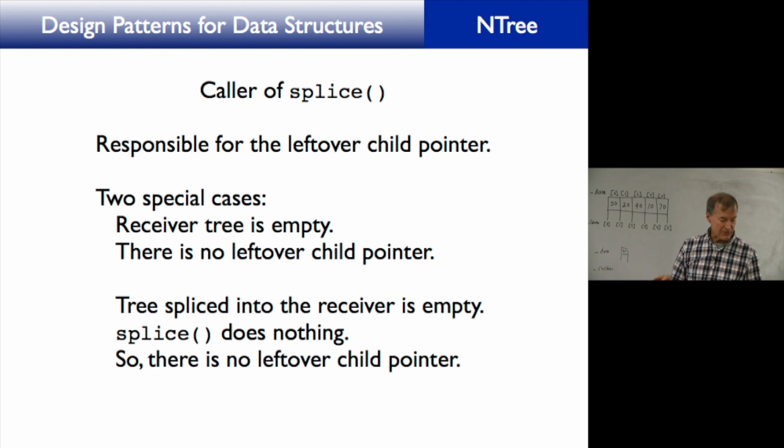There's a case where the receiver tree is empty, in which case there is no leftover child pointer. If the receiver tree is empty, then you just get spliced into the empty tree, and there are no children left over. And if the tree spliced into the receiver is empty, then splice does nothing, so there's also no leftover child pointer. So the caller of splice has to know that and handle any leftover child pointer if it needs to.